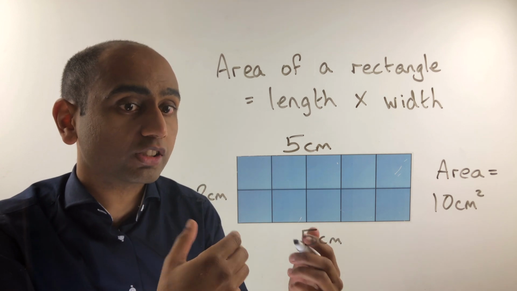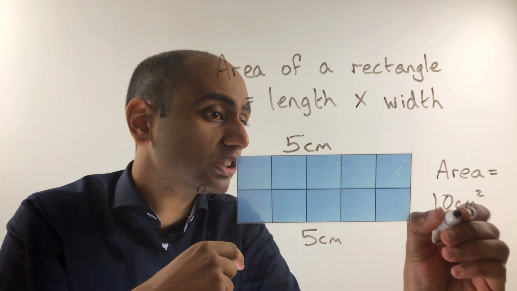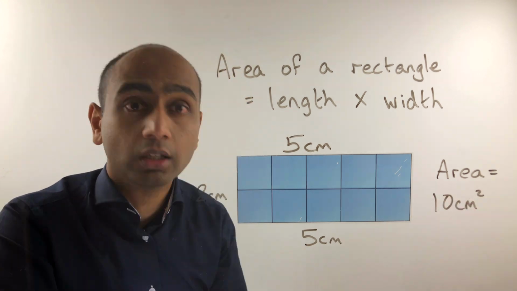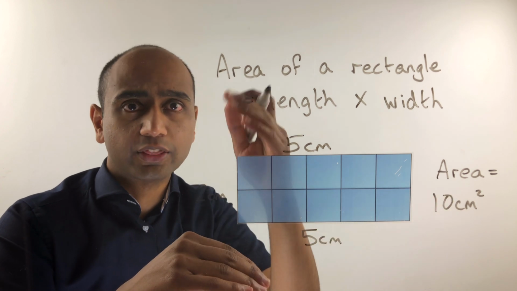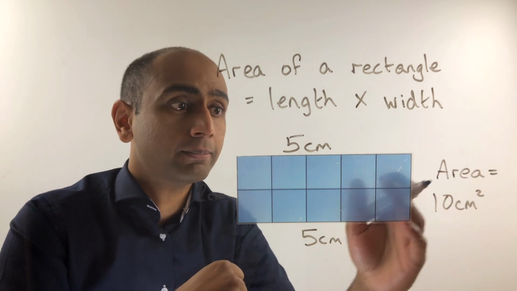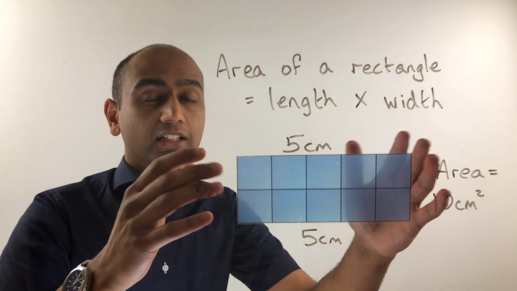And remember your units as well. If we were dealing with centimetres times centimetres, we end up with units of centimetres squared. If we had a rectangle measured in metres and we were to multiply the length and the width together, we would have an area measured in metres squared. So that's how we find the area of a rectangle or a square.